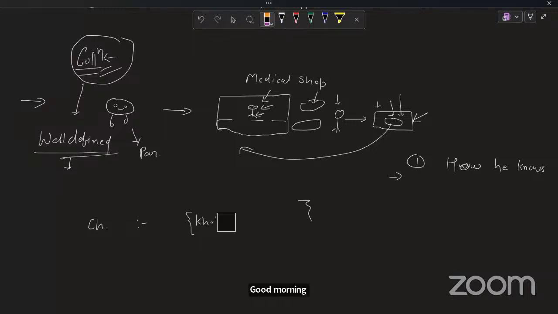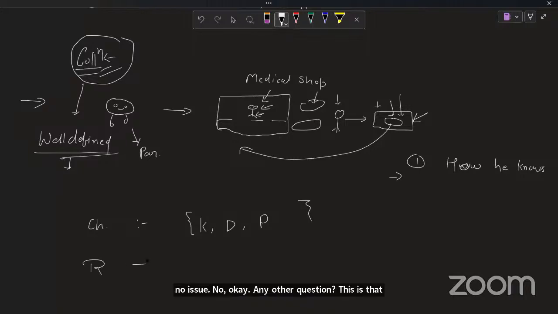Only Chirag will say. Kohli, Dhoni, Pujara. I think he has watched the lecture. Mine is Kohli and Dhoni only. No issue. Any other person? Ravi, tell me your name. Ravi says Rohit Sharma, Ishan Kishan and AB de Villiers.